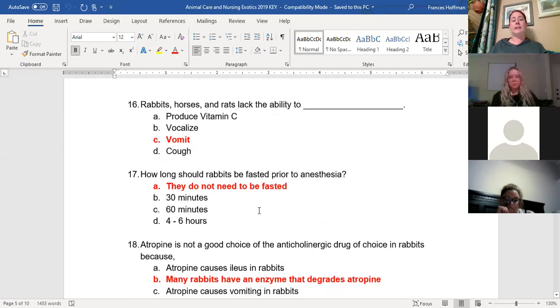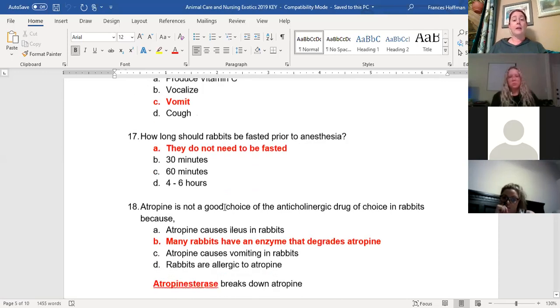Number 16, our rabbits, horses, and rats lack the ability to vomit. Rats do not have a center in their brain that controls vomiting, so they are just unable to do that. They also have what's called the limiting ridge, which is the anatomy in their stomach that basically pinches around the esophagus and keeps things from coming up.